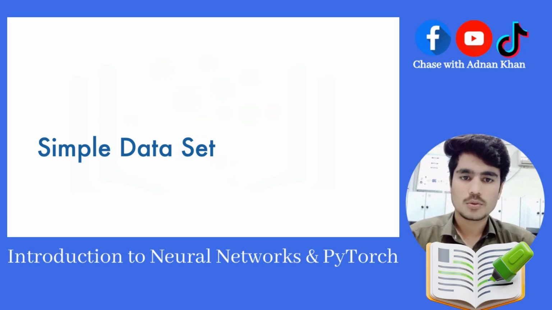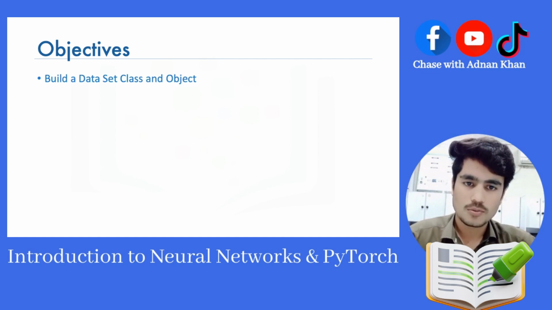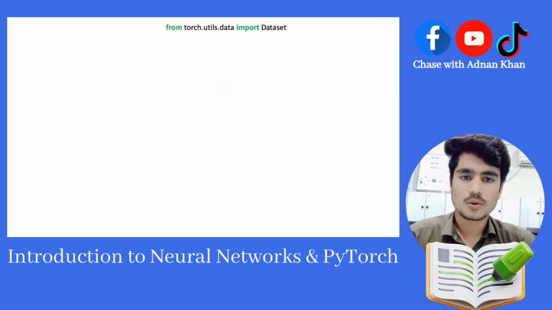In this video, we will create a simple dataset object and apply transforms to it. We will review how to build a dataset class and object, how to build a dataset transform, and how to compose transforms. To create our own dataset class, we must import the abstract class Dataset from torch.utils.data.